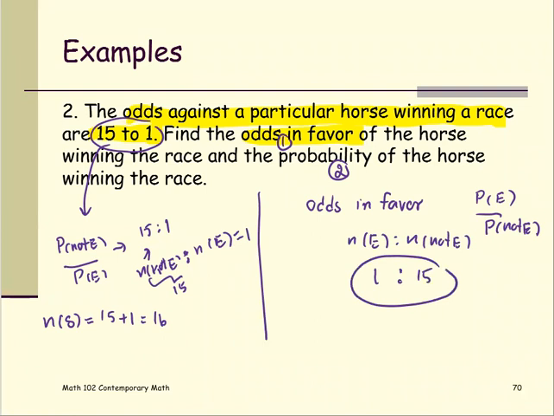For the second part, the probability of the horse winning the race, or the P of E, is going to be the N of E divided by N of S. The N of E is 1, the N of S is 16. So the probability of the horse winning this race is 1 out of 16, or about 0.0625, or a 6.25% chance to win the race.